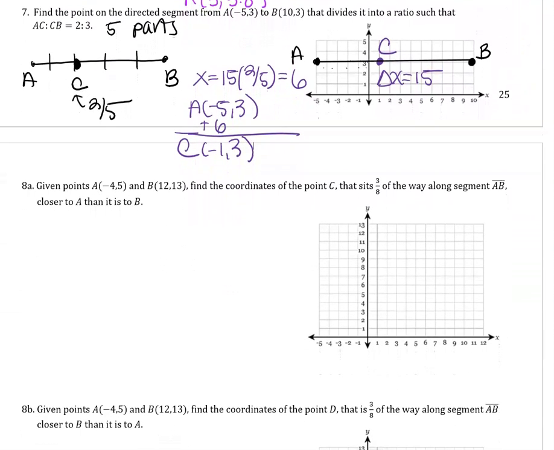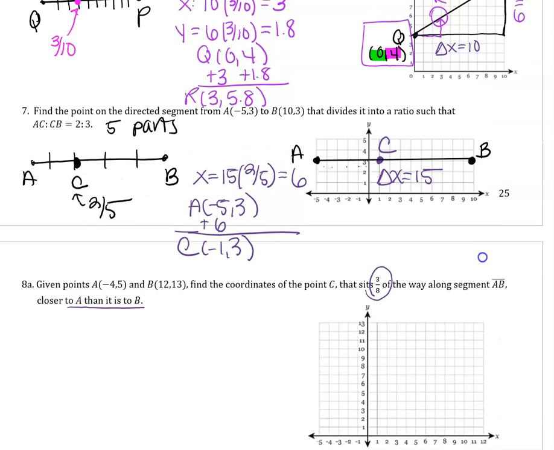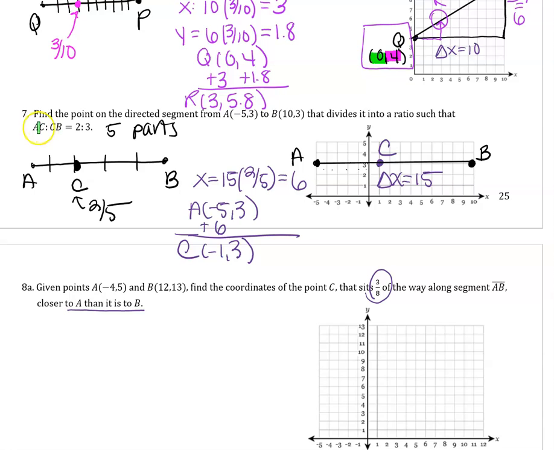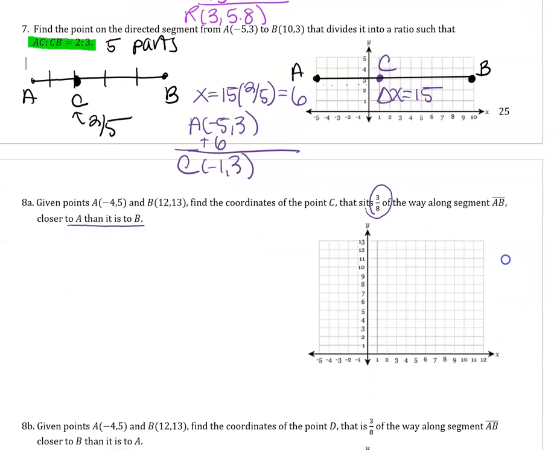All right, now I switch it up on the next page because of the language I use. It says, given A and B, find the coordinates of point C so that it sits 3/8 of the way along AB, closer to A than to B. So notice how I'm not giving you a ratio. This is a ratio: find C such that AC to CB is 2 to 3, so you'd have to know that's 5 total parts. This is saying you're actually using 8 total parts. I want you to find where that third part is, okay?